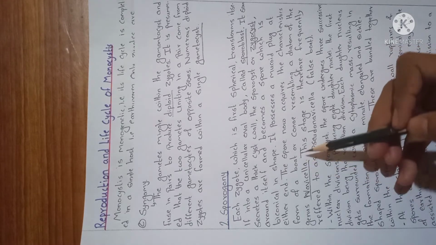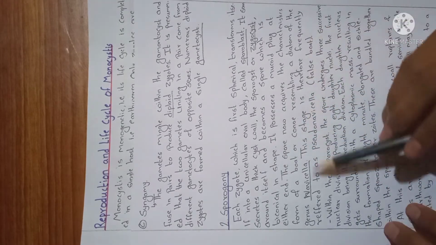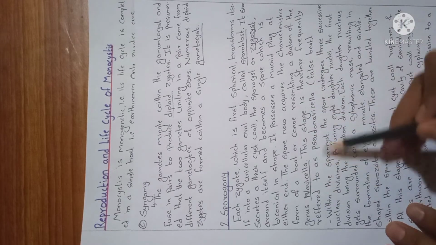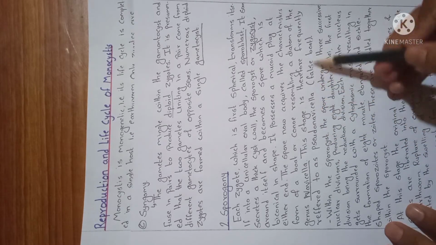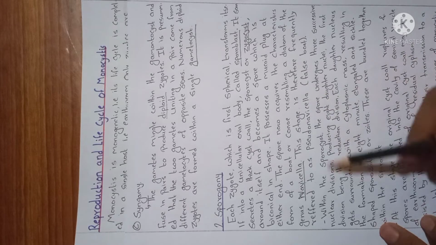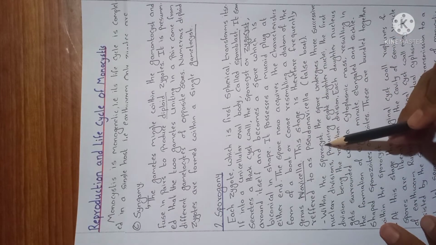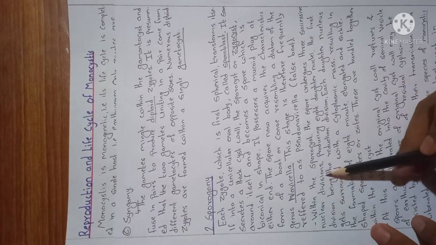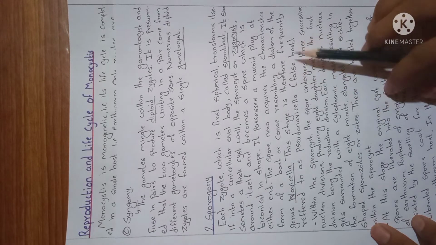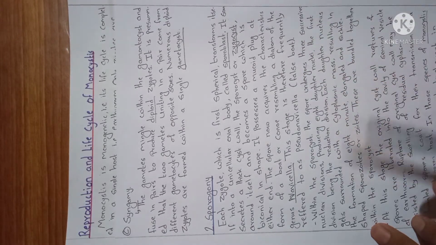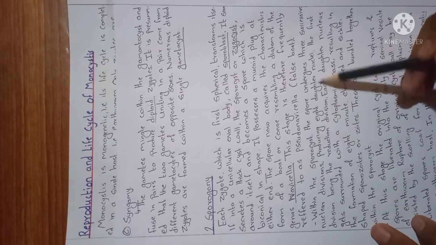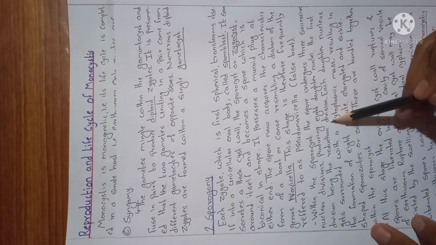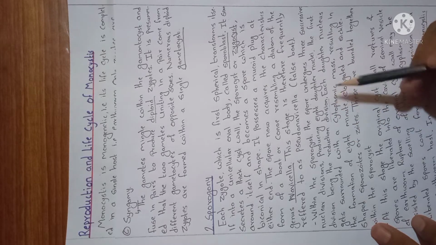The spore becomes boat-like, resembling Navicella. This stage is therefore frequently referred to as pseudonavicella, the false boat stage. Within the sporocyst, the spore undergoes three successive nuclear divisions, producing 8 daughter nuclei. The first division is the reduction division.